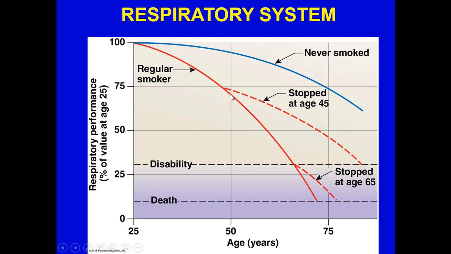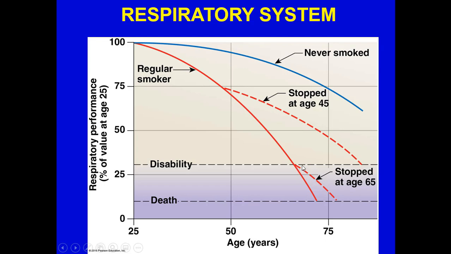If you notice that you're at age 50, you're far lower than if you had never smoked. You also note that by the time you get to about 75, you're at death. If you've stopped at age 45, you can still have this return to a gentle slope, but it can never reestablish what performance you have if you had never smoked.